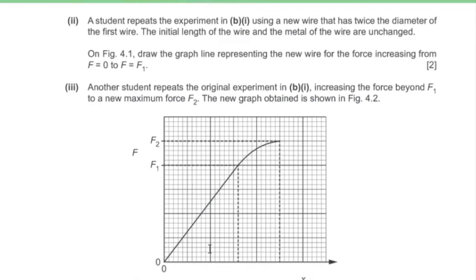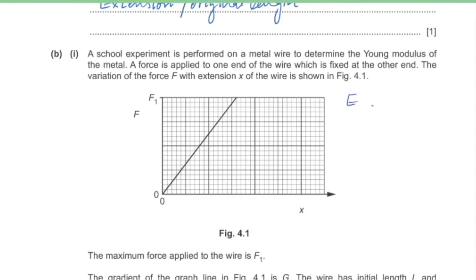Part 2, a student repeats the experiment in B part 1 using a new wire that has twice the diameter of the first wire. The initial length of the wire and the metal of the wire are unchanged. On figure 4.1, draw the graph line representing the new wire for the force increasing from F equals 0 to F equals F1. Young modulus is equal to FL by AX, where the gradient of figure 4.1 is F by X and cross-sectional area is A. When we take area to this side, we get the relationship between cross-sectional area and the gradient of the graph. So area is directly proportional to F by X, and F by X is also our gradient of figure 4.1. So cross-sectional area is directly proportional to gradient.